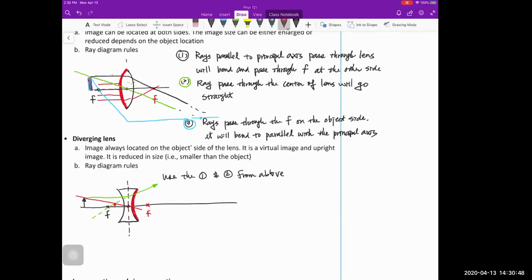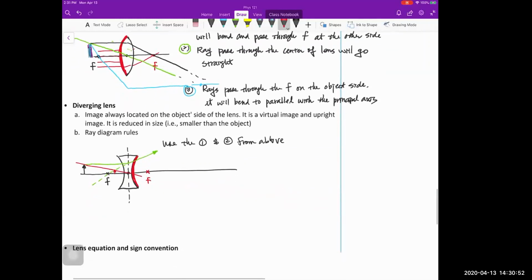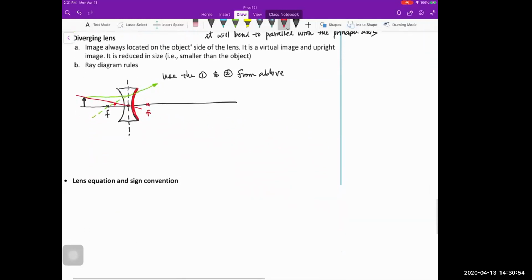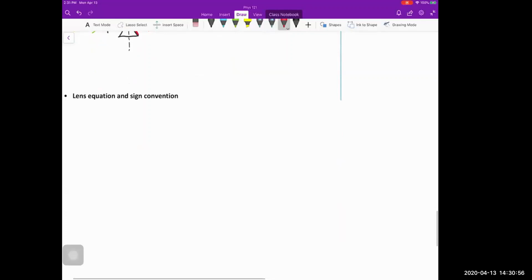Okay, so we have kind of finished all this drawing, the ray diagram, and given you the rule for how you can make the drawing. There is also an issue about how the sign convention should be. This part is crucial as well. So let me write down a few things about these. The sign convention for the lens equation. The lens equation is the same as the mirror equation.